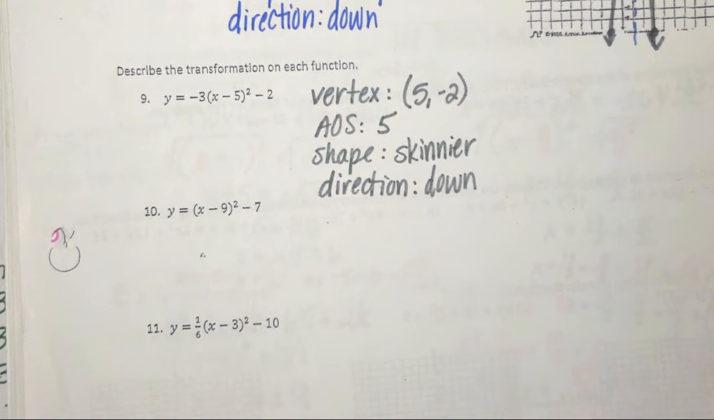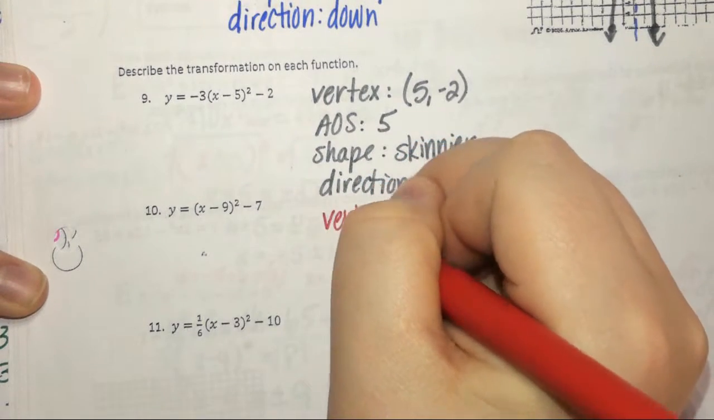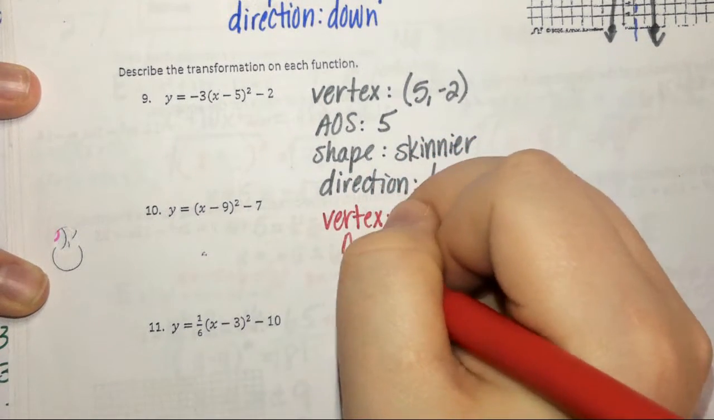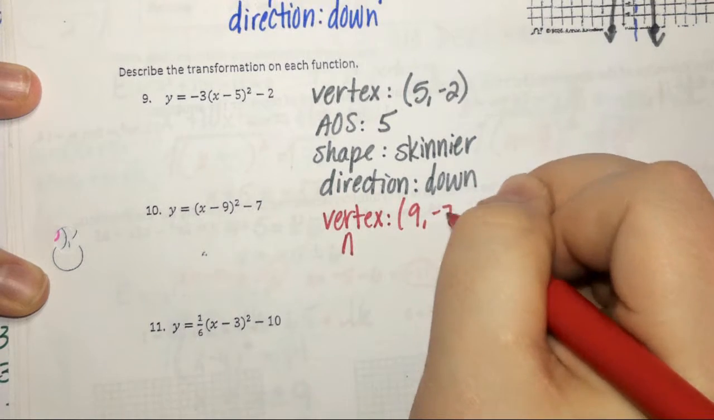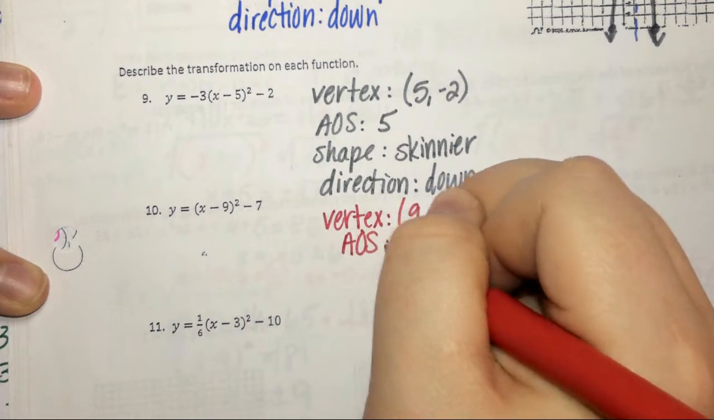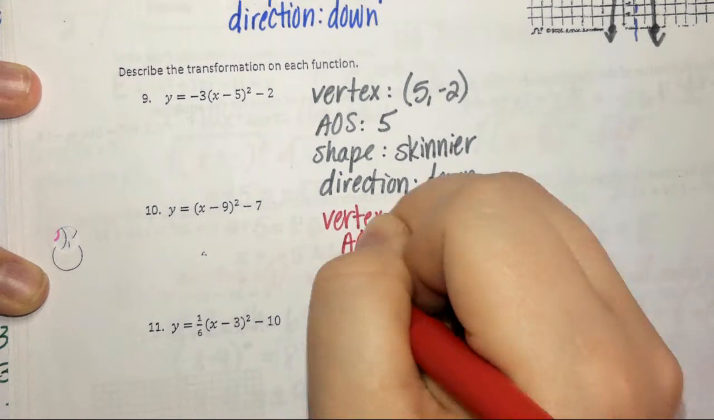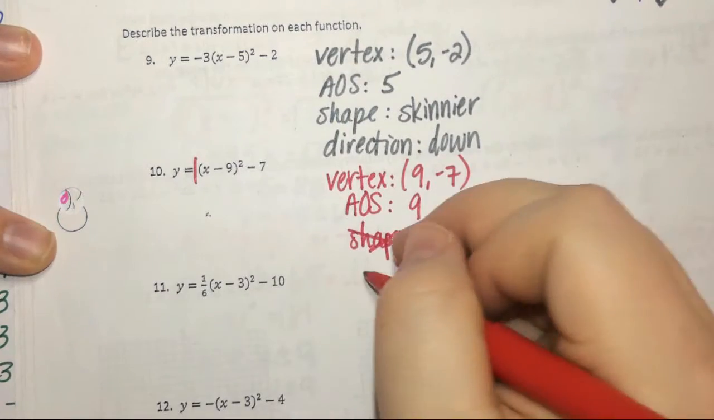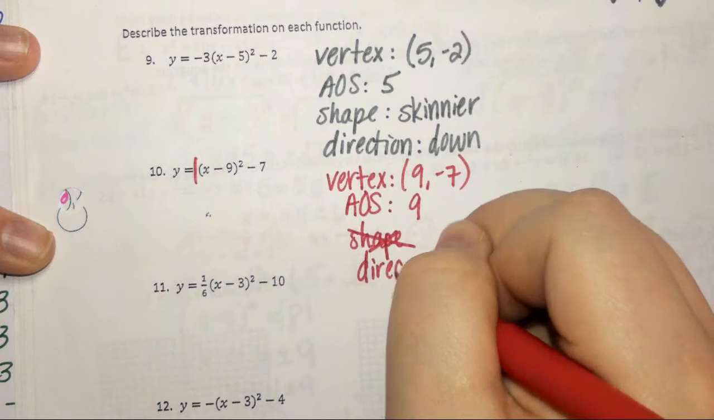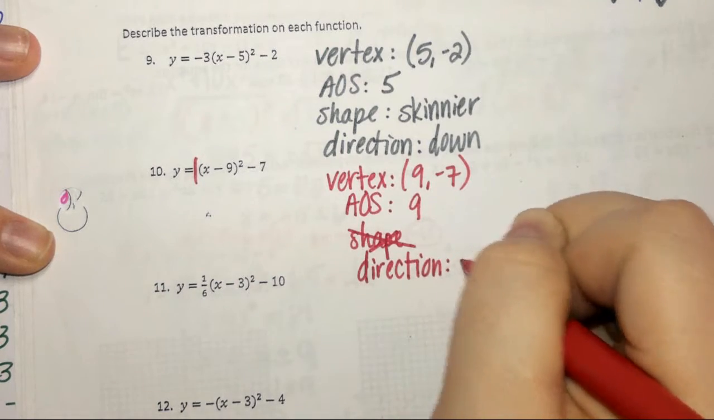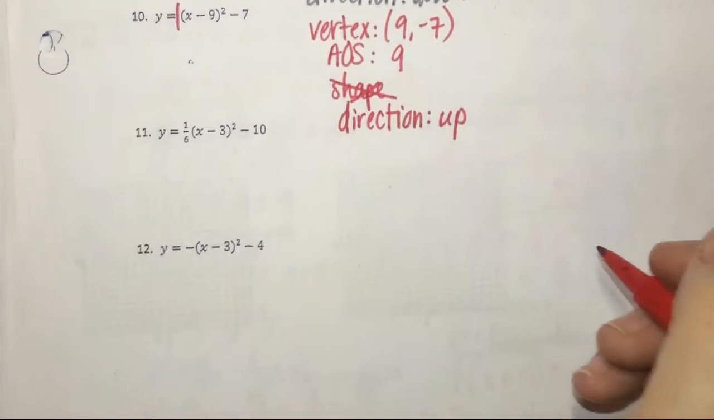Okay, number 10. I need to know those same things. My vertex. You said it first, you can have your point. The axis of symmetry is 9. The shape doesn't matter because there's an understood 1 in front. The direction is up. Going up.